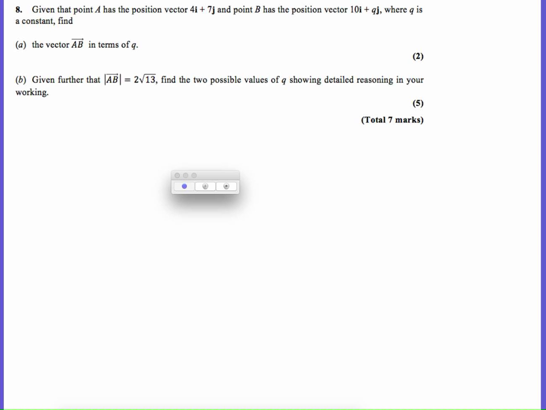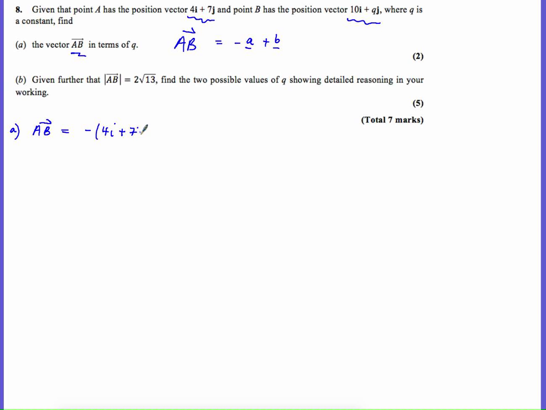So the first bit is just a little bit of a revisit to DCSE. You remember, to go from A to B, you normally have to go backwards along the vector A and then along the vector B. So you've got the vector A here, you've got the vector B here. So AB is going to be minus 4i plus 7j plus 10i plus qj. Just say give it in terms of i's and j's.